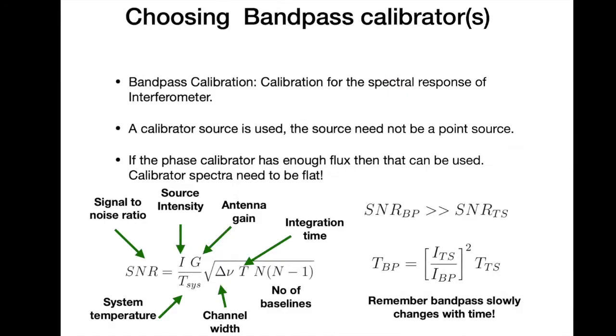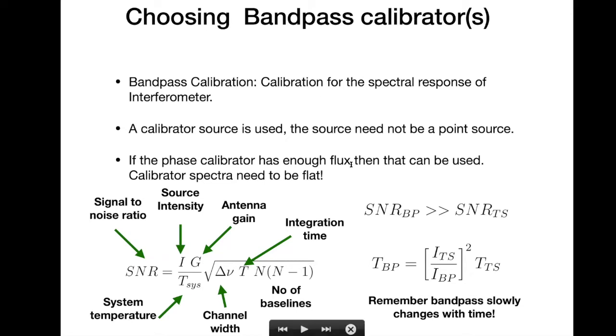And Pritha has talked to you about it, but let me spend some time again. Bandpass calibration is the calibration for the spectral response of the interferometer. This is those G terms, sorry, small b and capital B terms we were writing in the measurement equation. What you do is use a calibrator source again. This source, unlike the primary calibrators, need not be a point source. It can even be an extended source. You just need to know the model of the source, how the source looks. That is good enough.